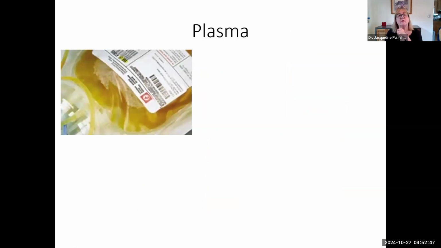Okay, so now let's talk about plasma. This is what your plasma looks like. If you take a pint of blood and then you spin the whole blood down and you separate the blood from the packed red blood cells and white blood cells, here's what the plasma would look like. So what is your plasma? Well, it's 90% water. Okay, so remember, that doesn't mean your blood is 90% water. Your plasma was 55% of those 5 liters, and the water is 90% of that 55% of those 5 liters.